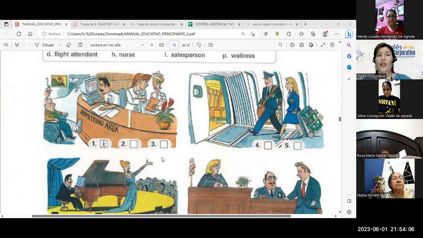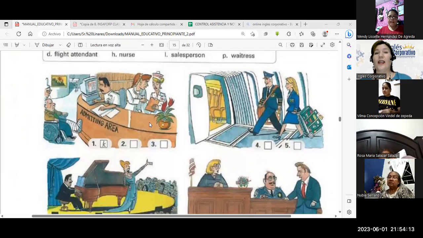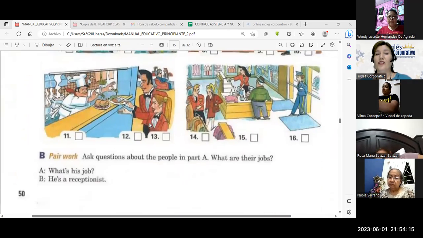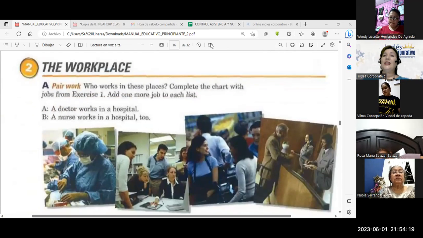On the next unit, we have professions and occupations. This is what we're going to study on Monday, right? We're going to study professions and occupations. Vamos a hablar acerca de las diferentes profesiones y las cosas que hace cada quien.